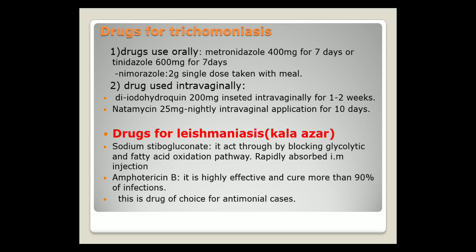The drugs for leishmaniasis or Kala Azar. Sodium stibogluconate is commonly used in the treatment of leishmaniasis. It acts by blocking glycolytic and fatty acid oxidation pathways, and is rapidly absorbed through intramuscular injection. Amphotericin B is highly effective and cures more than 90% of infections. Amphotericin B is commonly used for the treatment of protozoal infections as well as bacterial infections. This is the drug of choice for antimonial-resistant cases.